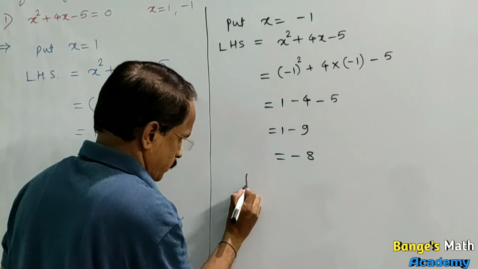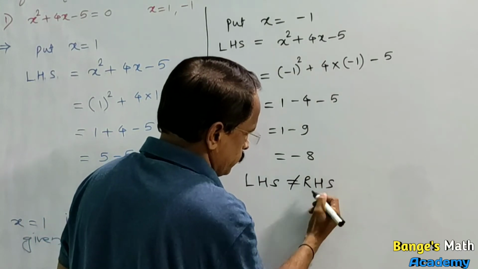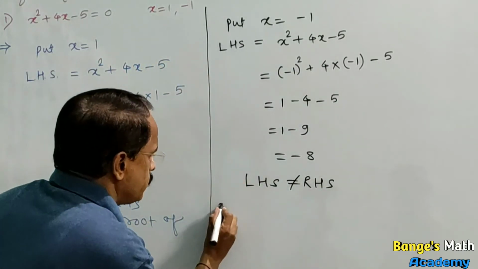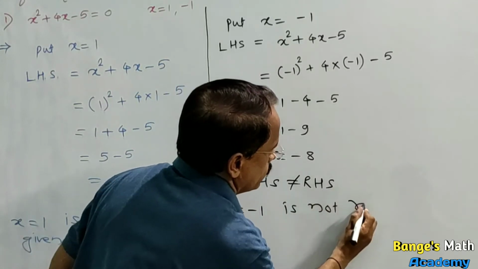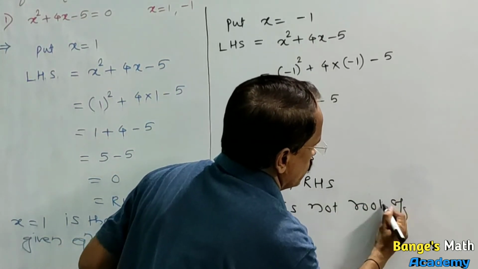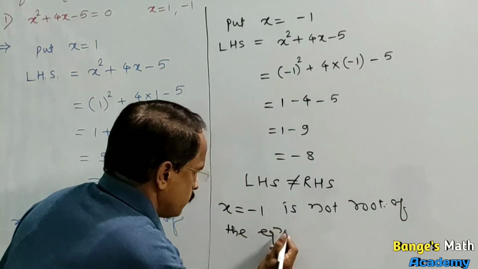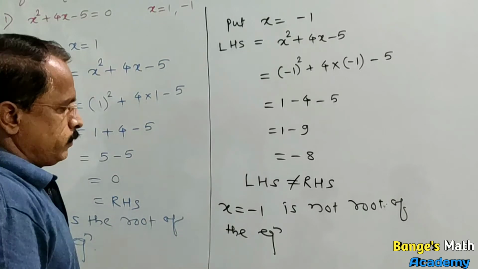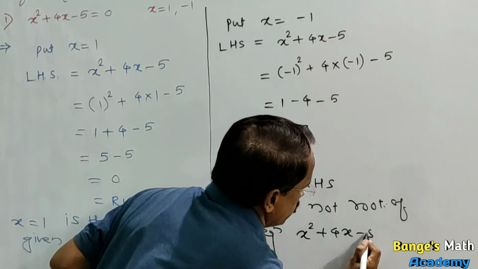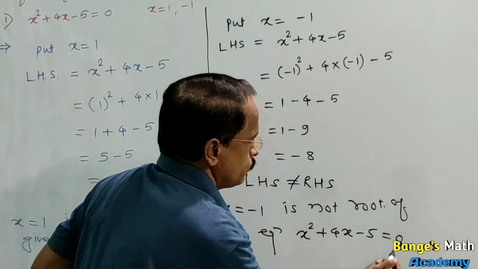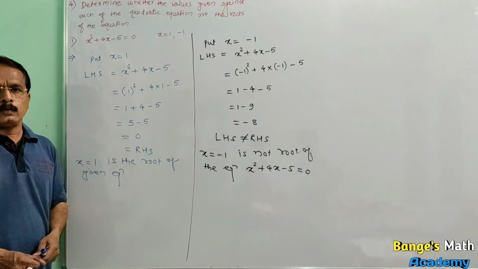So LHS is not equal to RHS. So x is equal to minus 1 is not a root of the equation x square plus 4x minus 5 is equal to 0. Write down the given example or take a screenshot.